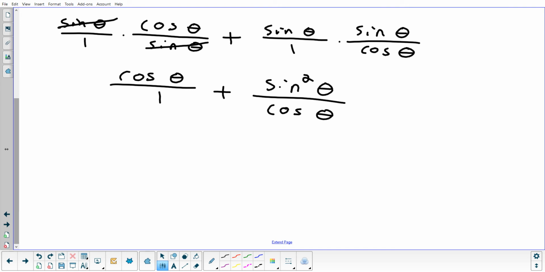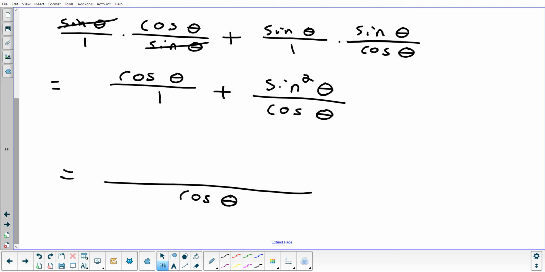Anyone have another idea about what we could try next? Yep? Find a common denominator. Find a common denominator. So that's what we'll try. You find the common denominator exactly the same way you would do it if it was numbers. No different. Anyone think they can tell me my common denominator? Chris? Cosine theta. It's the product of the two denominators that you already have.